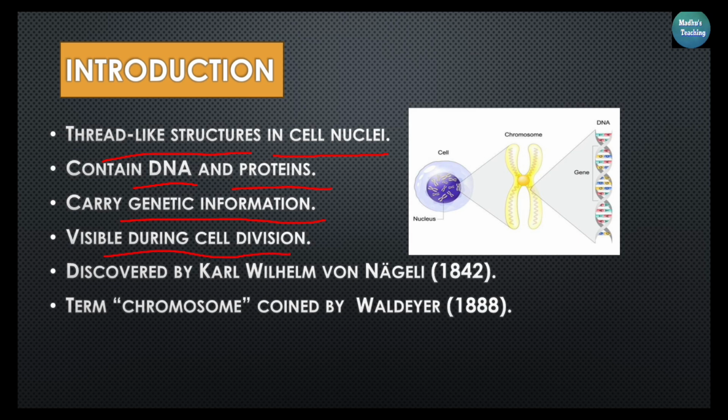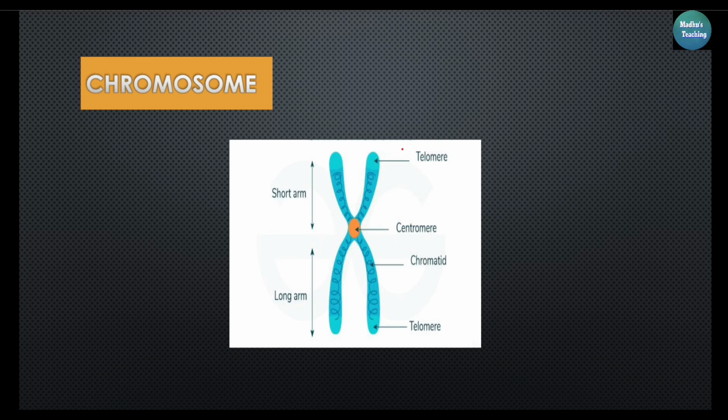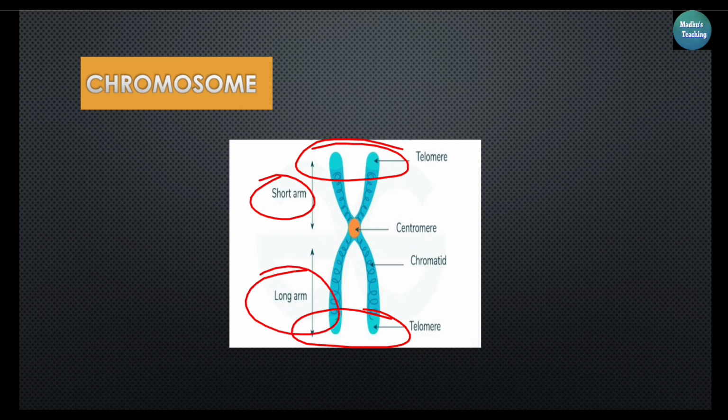And the chromosome was discovered by Carl Wilhelm von Nageli in 1842, and the term chromosome was coined by Waldeyer in 1888. So this is the normal chromosome structure. It contains telomeres at the ends in short arm and long arm, and it contains centromere at the center of the chromosome, and also it contains two chromatids.